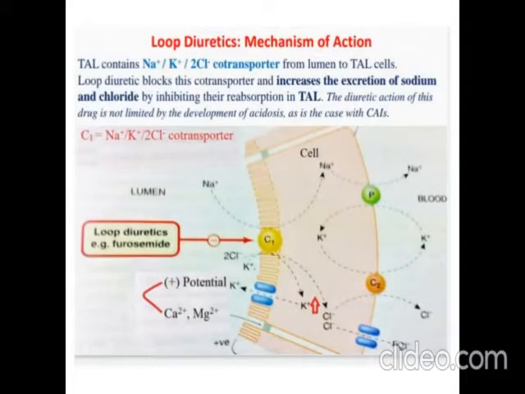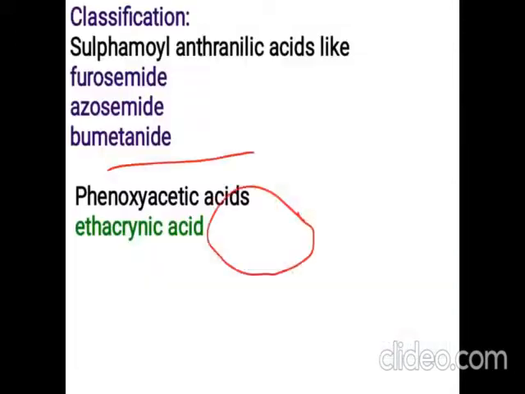So you can see here the mechanism of action of loop diuretics. This is the sodium potassium 2 chloride co-transporter, and this co-transporter is inhibited by these loop diuretics such as furosemide. Due to inhibition of this co-transporter, the reabsorption of these ions is inhibited, hence a greater amount of ions are excreted through the urine, hence they are the high ceiling diuretics.